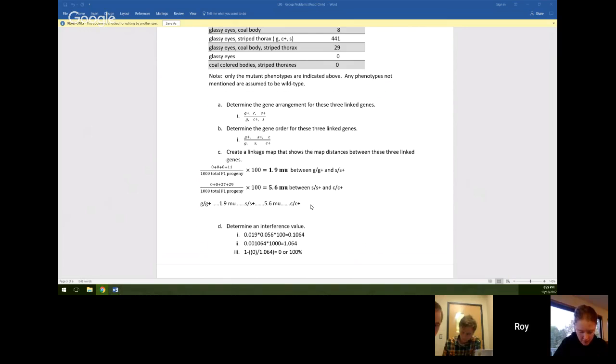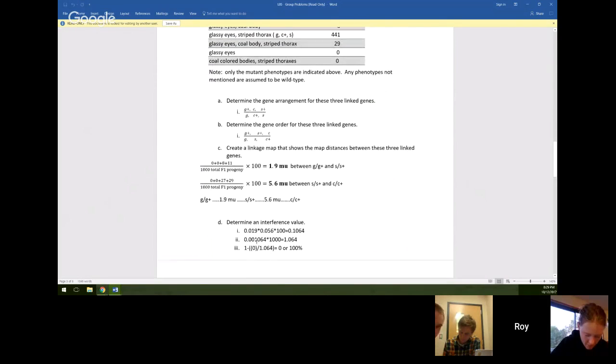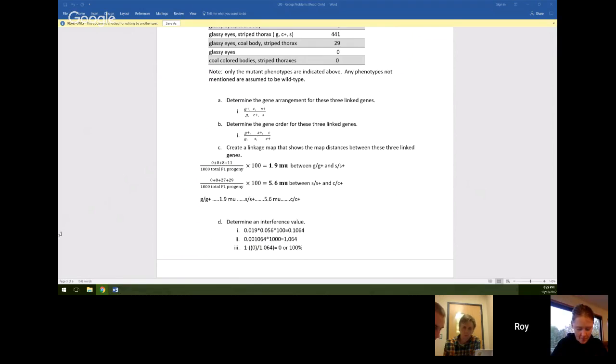Then the interference value, again, the same math. You take those map units, divide them by 100 and multiply them together. Then multiply that by that number that you got, which is 1,000. And then you do the interference: 1 minus 0 over 1.1, which is that number multiplied by 1,000. You get 1 or 100% as your interference value.